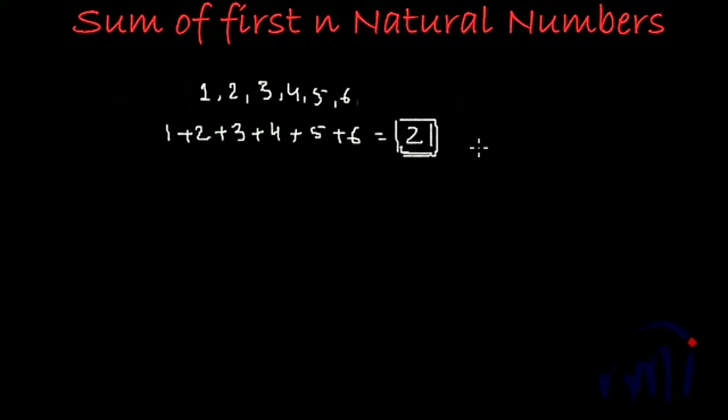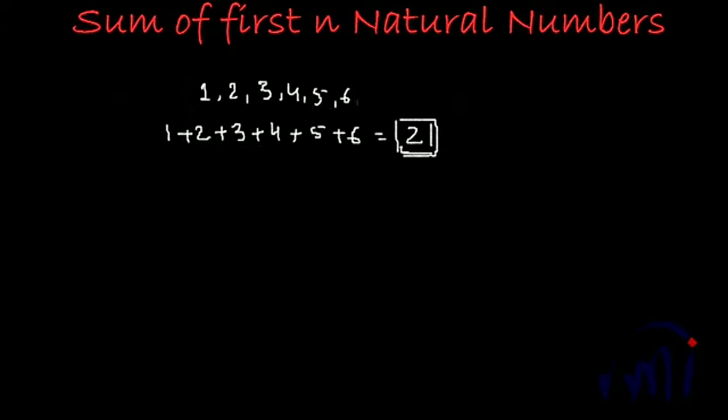This was very easy because we had only 6 numbers and all of them were very small, right? What about if we have 100 numbers or 200 numbers? So how to add them? To add them we have to have a formula. So today we are going to derive that formula, and we are going to derive it step by step so you understand the logic behind that formula and it will be easier for you to remember it.